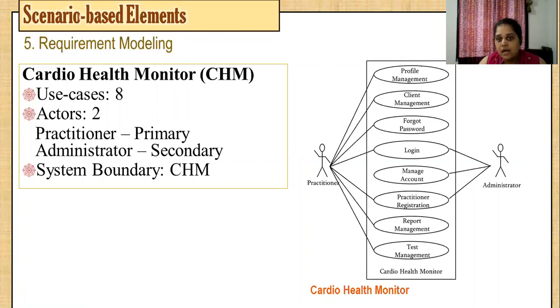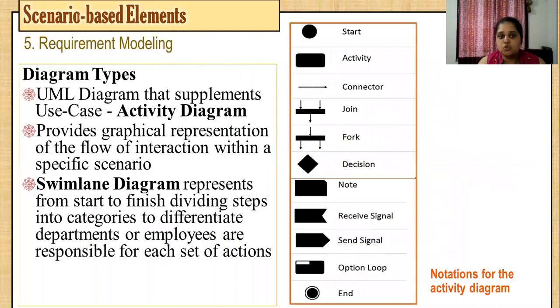We had 2 actors, primary as well as secondary, and a system boundary. We had seen the login and forgot password use cases in details. Today we will move on to a different diagram, which is activity and swim lane.